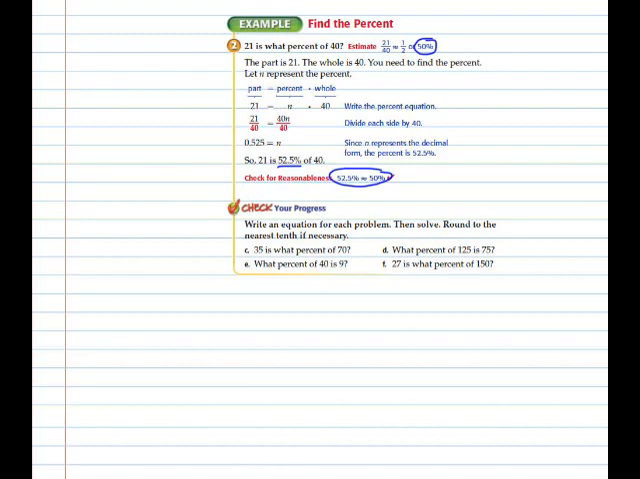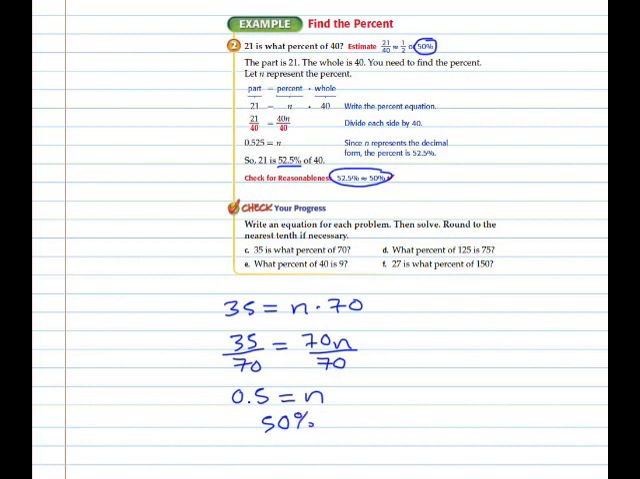Write an equation for each problem, then solve, rounding to the nearest tenth if necessary. So C, we know the part, 35. We don't know the percent. We're going to use n as our variable times 70. So we're going to take 35 divided by 70. 70n. We're going to change our order here using the commutative property of multiplication. So n in this case equals 0.5, which is 50%, d to p.